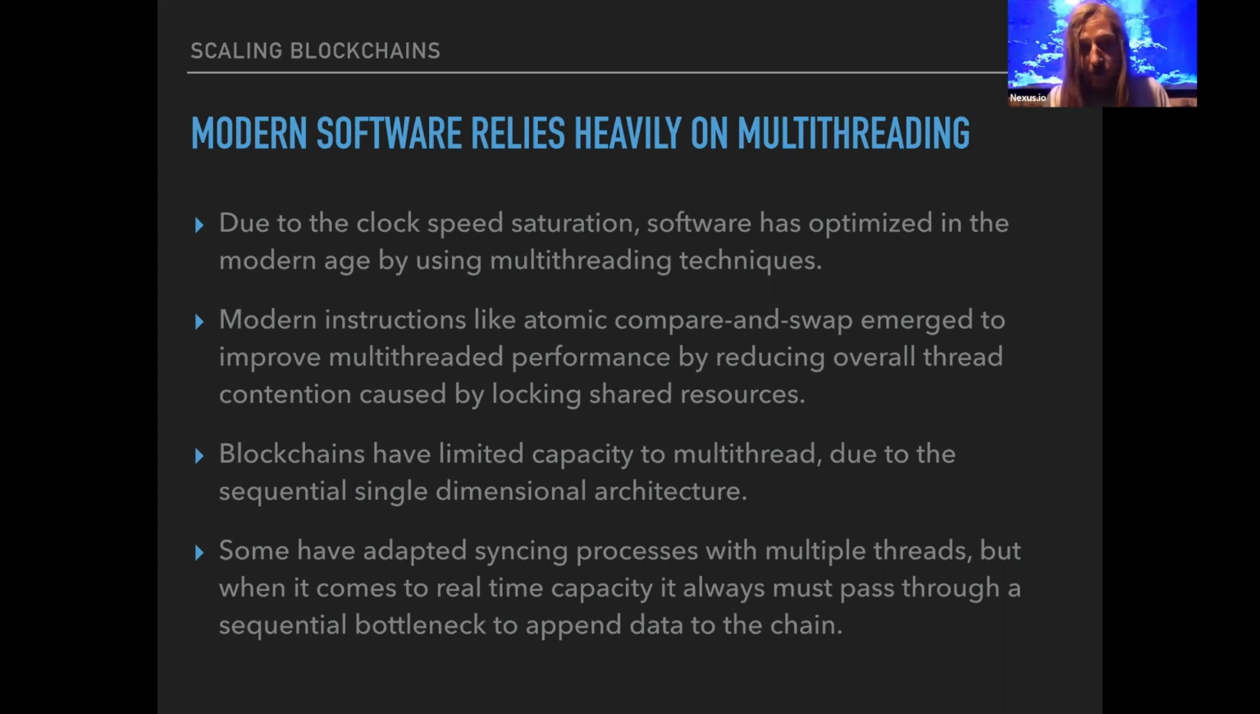Now, as I was saying earlier, some have adapted synchronization processes for multiple threads, such as Bitcoin Core, as it's been improving their synchronization logic. But still, everything must pass through a sequential bottleneck to append data to the chain, right? Since you have dependence, and the previous block has to be a dependent, and only one block can occupy a height at one time, it doesn't matter how much you're multi-threading, because that block is that block, and it can only be appended at once, right? So the capacity that block has is the capacity the network has, right? It's single dimensional, single threaded.